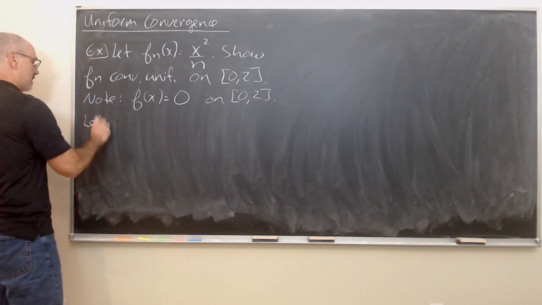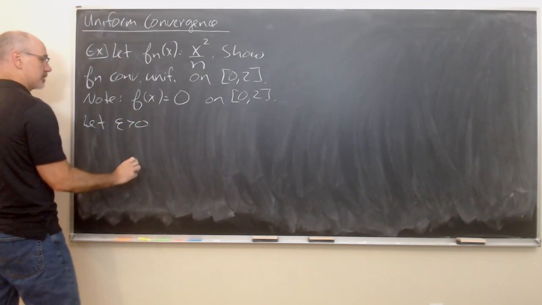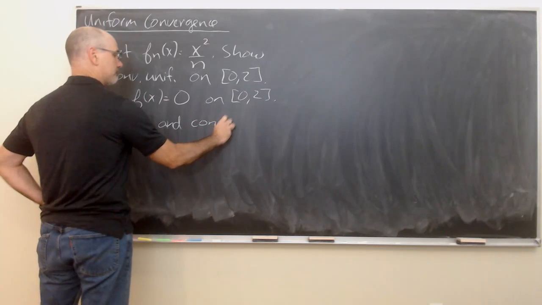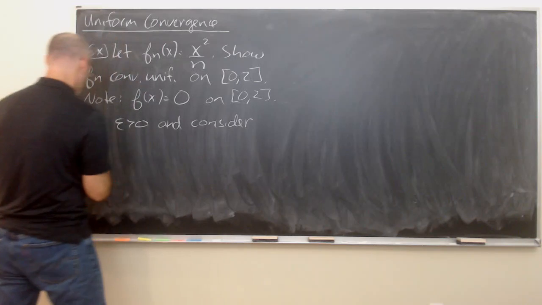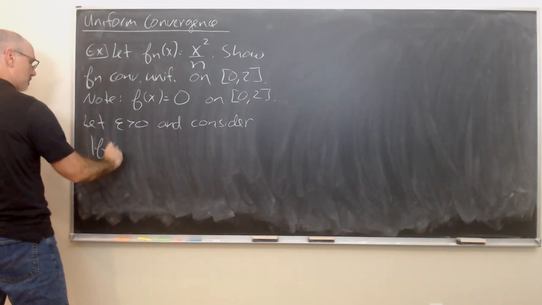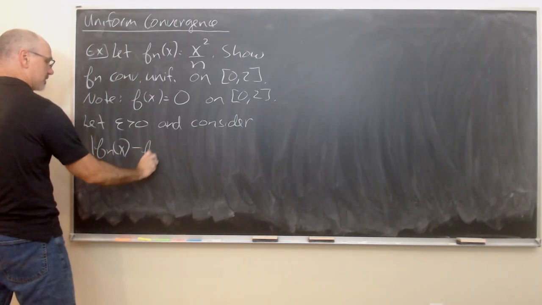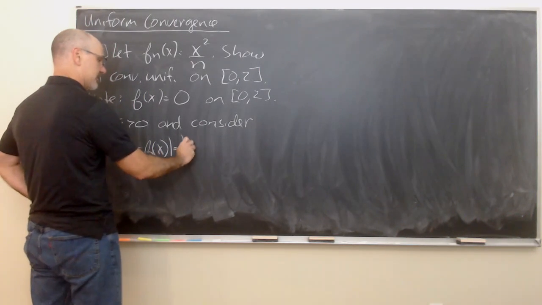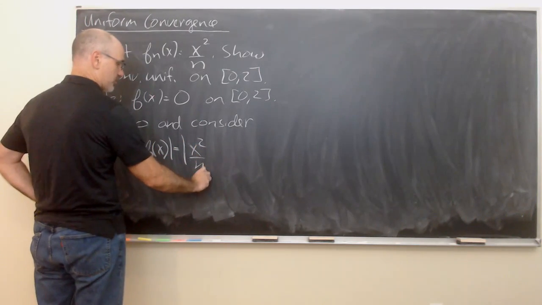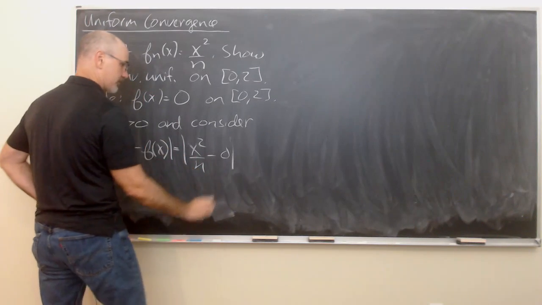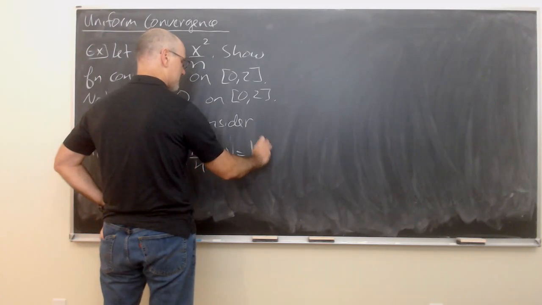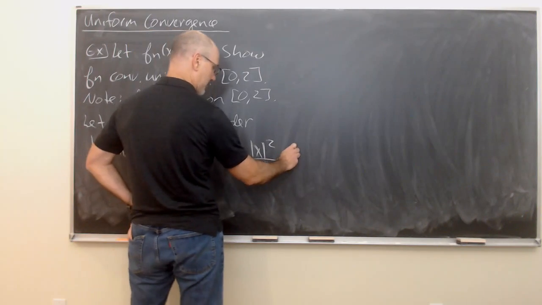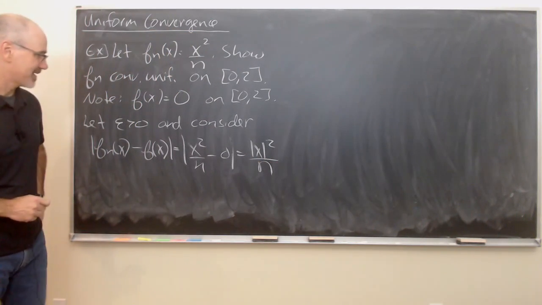So let epsilon be bigger than 0 and consider f_n of x minus f of x. That's the thing that we want to make small. And for this particular example, that's x squared over n minus 0, which is the same as x squared over n.